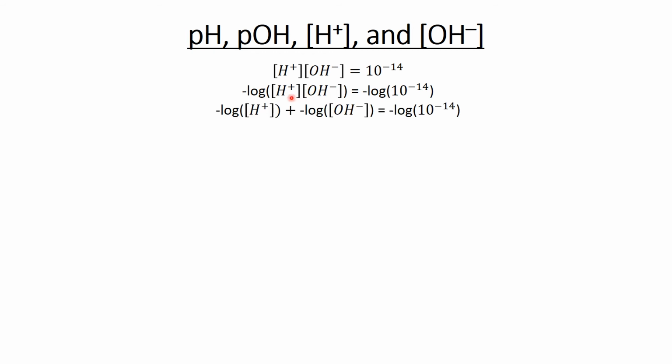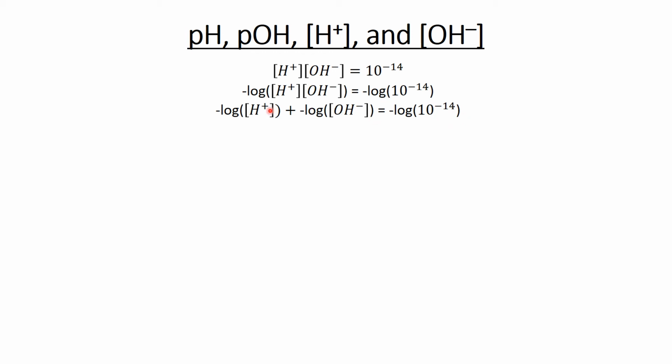So we know that the H plus concentration times the OH minus concentration is 10 to the negative 14. I'm just going to take the negative log of both sides just because I feel like it. So the negative log of H plus times OH minus is equal to the negative log of 10 to the negative 14. Well, then there's one of those log identities that you may remember from Algebra 2. The log of H plus times OH minus is just equal to the negative log of H plus, the negative log of OH minus. And that all is equal to the negative log of 10 to the negative 14.